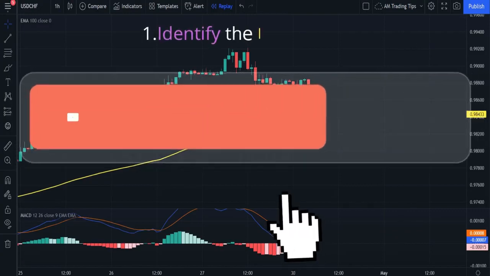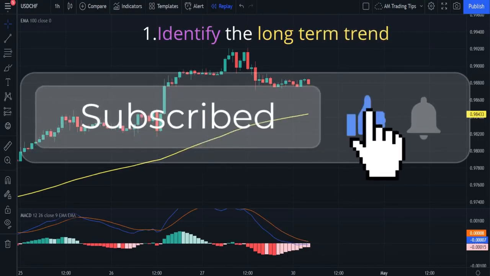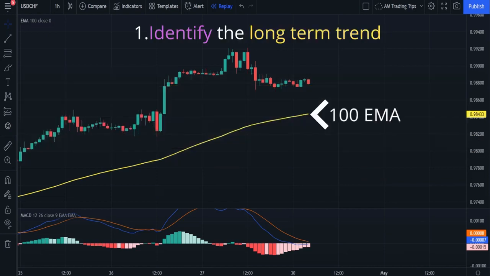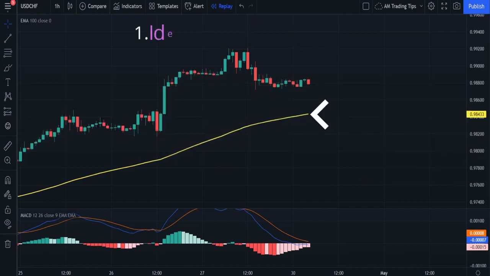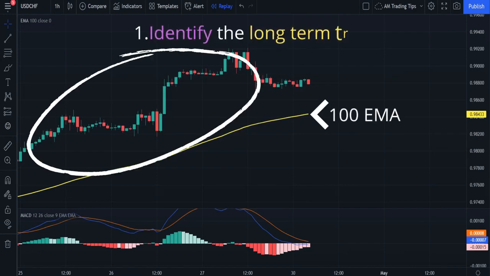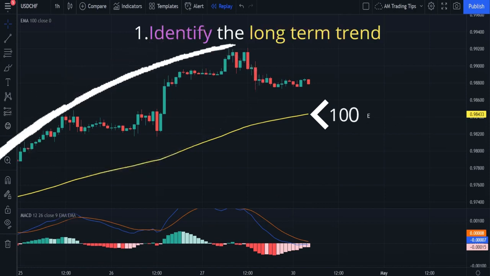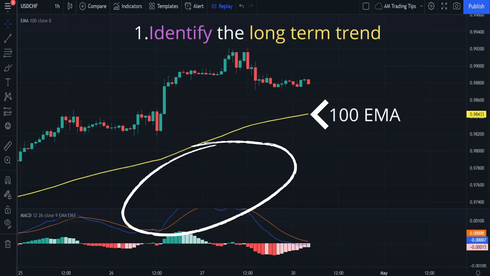The first step is that you want to identify the long-term trend. Looking at the 100 EMA, if the price is above the 100 EMA, it indicates that the long-term trend is up. And if the price is below the 100 EMA, it indicates that the long-term trend is down.